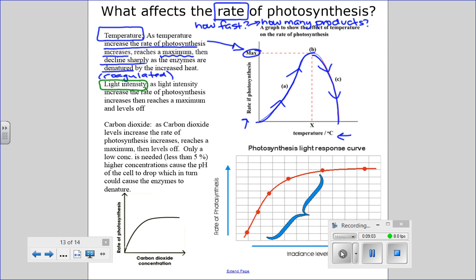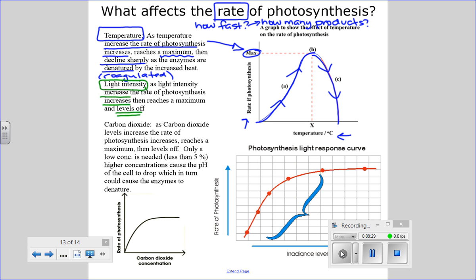Now the second one is light intensity. And don't confuse this with heat. A lot of times people confuse light and heat because if there is light, it generally feels like there's heat, but we're separating the two. As light intensity increases, so does the rate, but then it reaches a maximum and levels off.